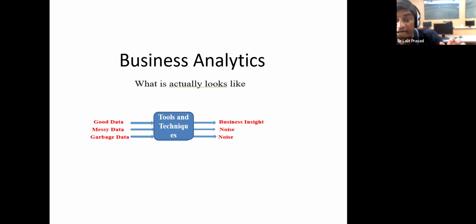Good data means what? It should be valid, it should be reliable, it should be sensitive data. Then only you will get the business insights. So, can I use just any data? No.